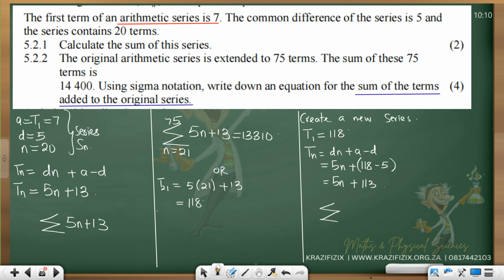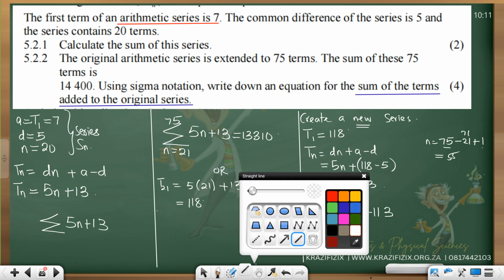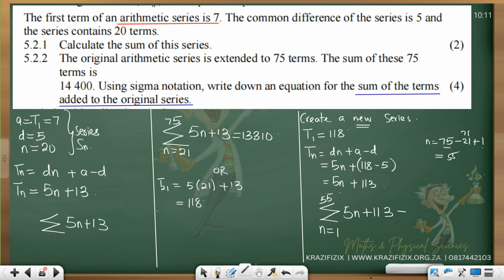So I can then come and say, oh, all right, watch this answer. I am now starting from, it's a new, my n would be equal to 1. The question is, what is my last one? Remember, I'm looking at T75. So for the position, top minus bottom plus 1. 75 plus 1 is 76, and that would give us 55. So there are 55 terms. These two answers are actually the same.